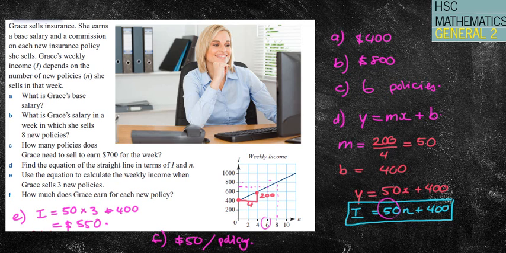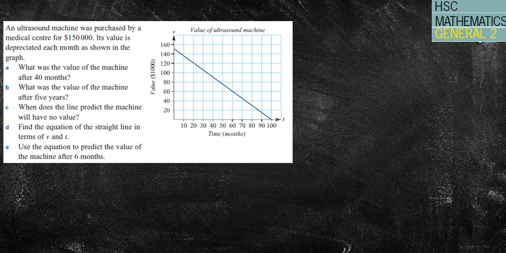Okay. Right, last question. An ultrasound machine was purchased by a medical center for $150,000. Its value is depreciated, which means it decreases, which means it's going to be a negative graph or negative gradient each month as shown in the graph. What was the value of the machine after 40 months? So that should be a nice easy one. I'm going to go 40 months, go up to my line. It's halfway between 80 and 100, therefore it would be 90. But be careful, this is $1,000, so it's $90,000.